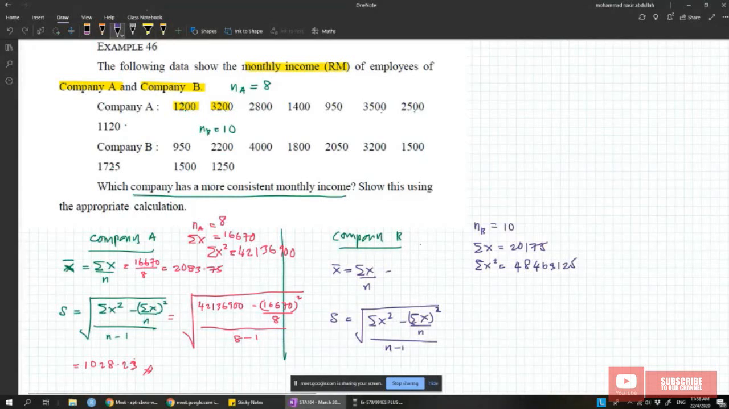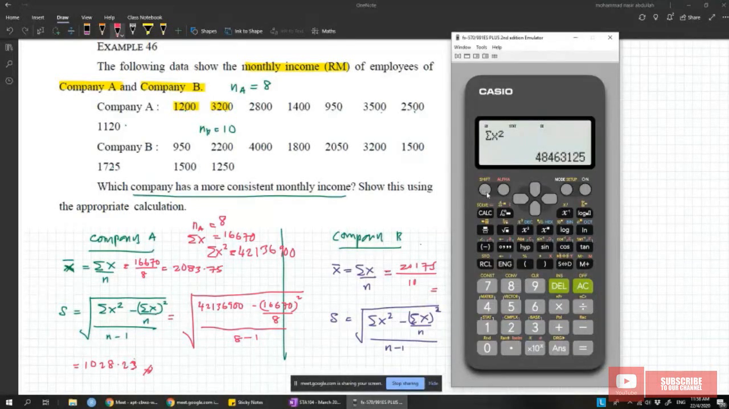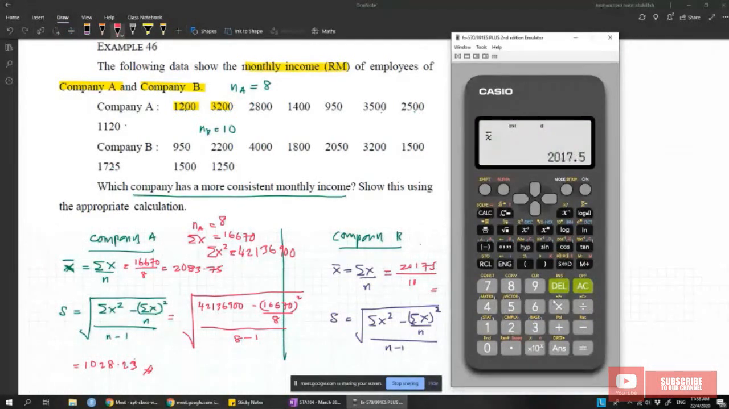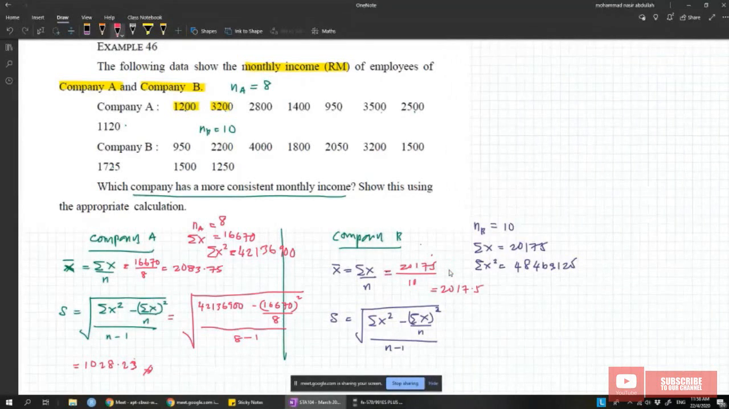Right. So once you got the values, just plug the values into the formula. This is 20175 divided by 10. So this one should be equal to berapa? Tekan shift, tekan 1, tekan 4 and cari mean for number 2. This is 2017.5. Right, so this is the value of the mean.